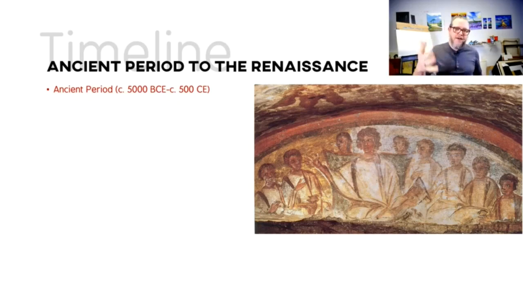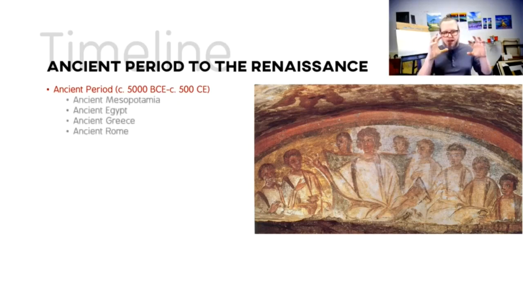All right, so you have the ancient period. This was a period from about 5000 BCE to 500 CE. And when we talk about the ancient period, we talk about a few ancient civilizations that sprung up during that period of time: ancient Mesopotamia, ancient Egypt, ancient Greece, and ancient Rome. And then in 201, we talked about each of them, and we looked at their cultural significance, as well as their art, their literature, things of that nature.